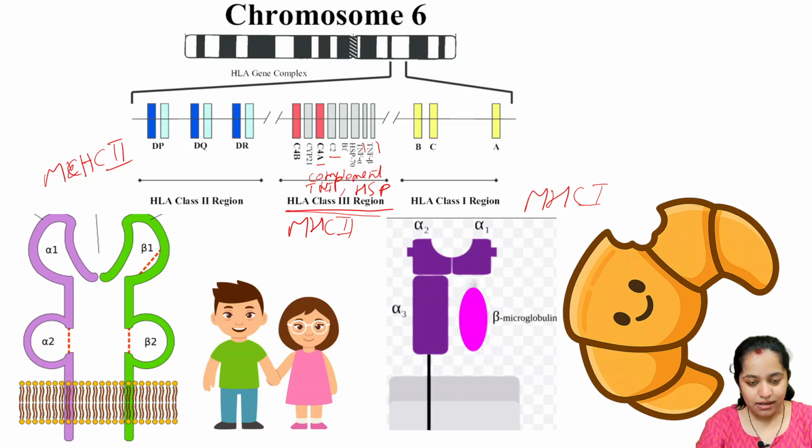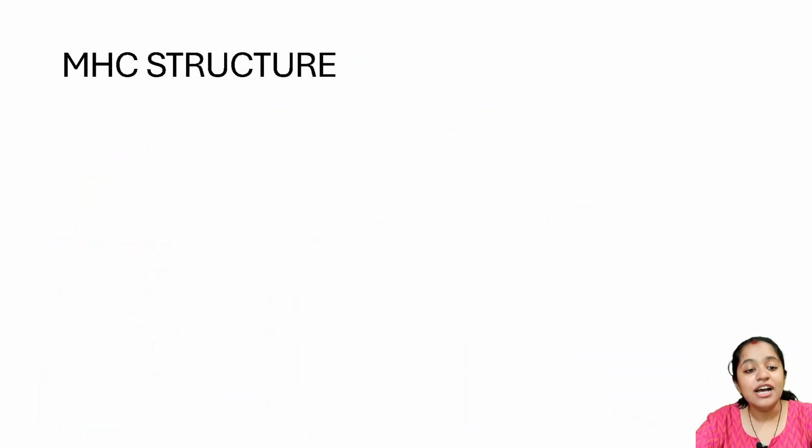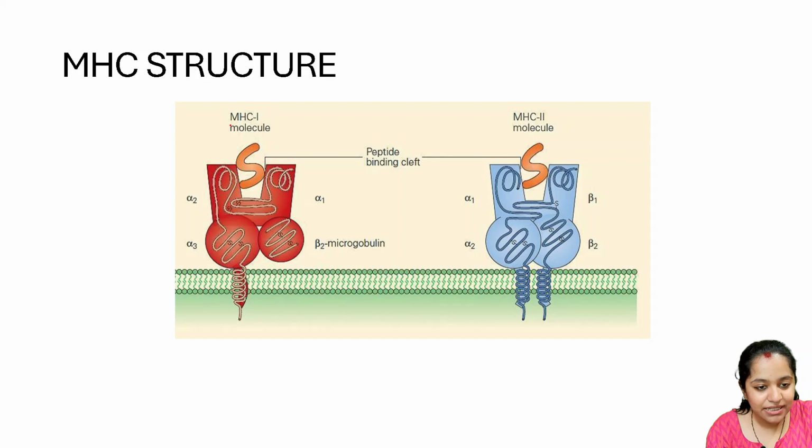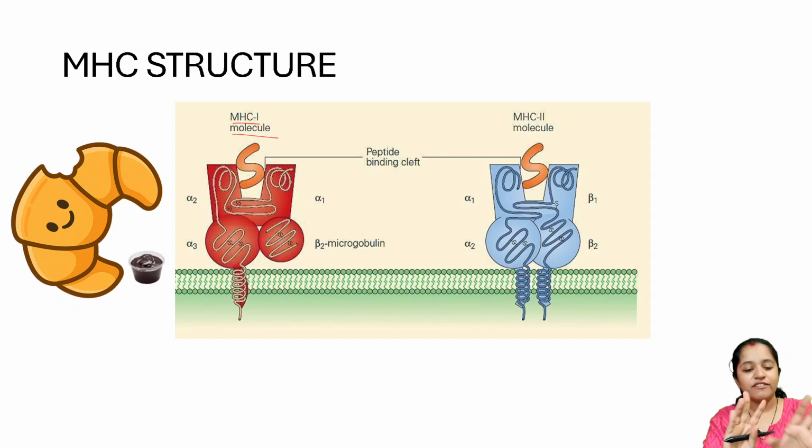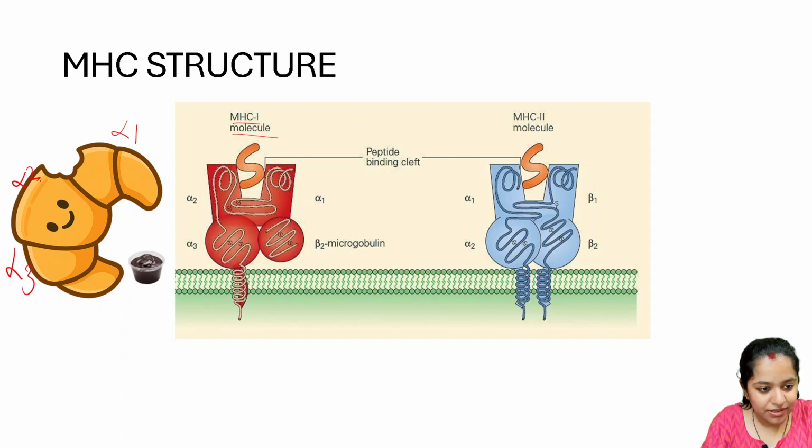Clear? Complete? Now we'll move to the structure of MHC. Now, your MHC class 1, MHC1 molecule, it's like this, half-eaten bread with this chocolate sauce. Always remember this diagram, okay? So, how many domains does it have? It has alpha and beta. Alpha has 3 domains, alpha 1, alpha 2, and alpha 3. And the bite here is the peptide binding cleft, which was alpha 1 and alpha 2.